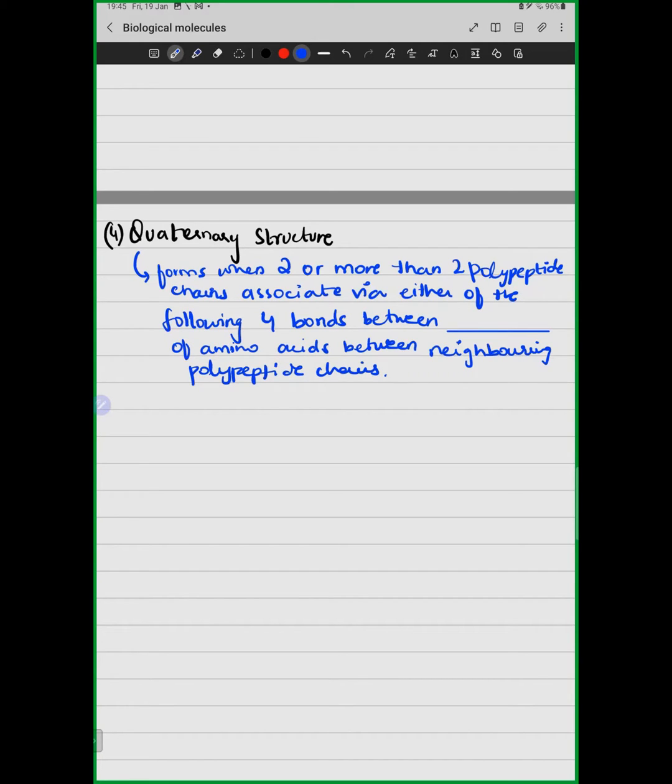Are the R groups of the neighboring polypeptide chains interacting, or the C double bond O, which is your C double bond ONH, क्या ये वाला बॉन्ड इन्वॉल्व है इस तरह की बॉन्डिंग में, या हमारे पास R ग्रुप्स इन्वॉल्व है? What do you think?